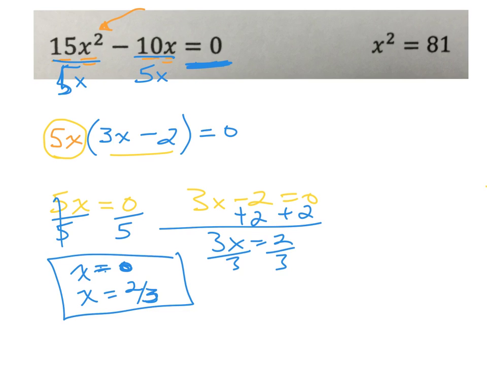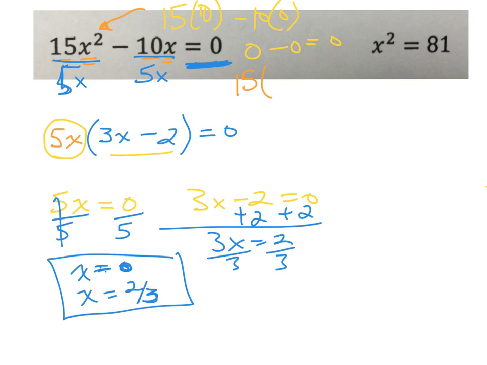Now, have I done this question correctly? Well, we can check to see if we are right. So when I plug 0 back into my original equation, I get 15 times 0 squared, which is 0. So 15 times 0 is, of course, 0, minus 10 times 0, which is, of course, 0. 0 minus 0 equals 0, and we have, in fact, done the first part correctly. How about checking the answer of 2/3? This one's a little bit more challenging.